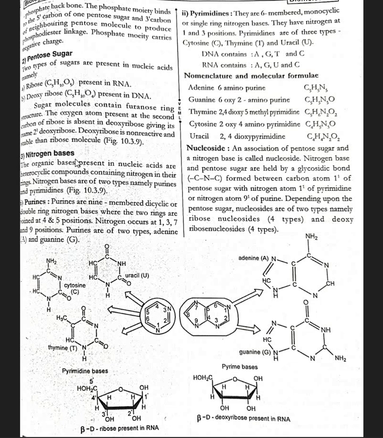The third one is the nitrogen bases. The organic bases present in the nucleic acids are heterocyclic compounds, and the nitrogen bases are of two types. First one is the purines, second is the pyrimidines. Purines are the nine-membered dicyclic or double ring nitrogen bases where two rings are joined at the 4th and 5th positions. Nitrogen occurs at the 1, 3, 7, and 9 positions. Purines are of two types, adenine and guanine.